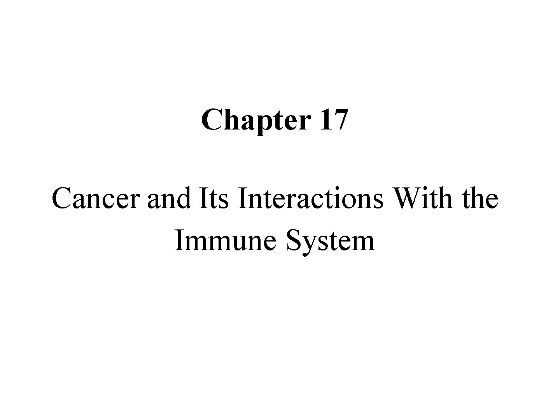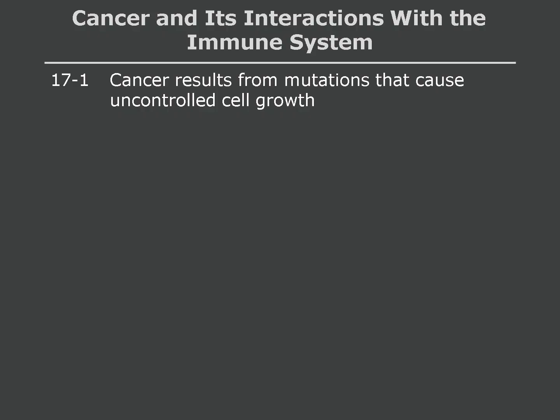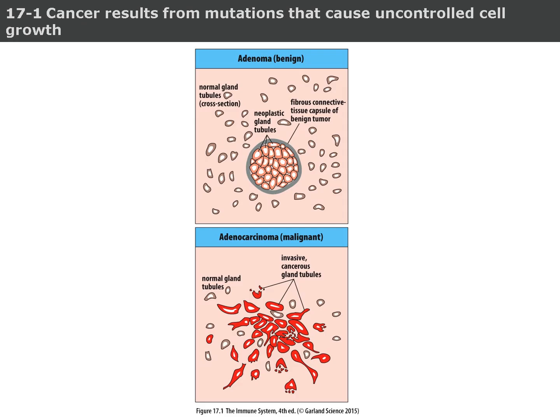Chapter 17: Cancer and its interactions with the immune system. Cancer results from mutations that cause uncontrolled cell growth. This figure shows the difference between a benign tumor and a malignant tumor.